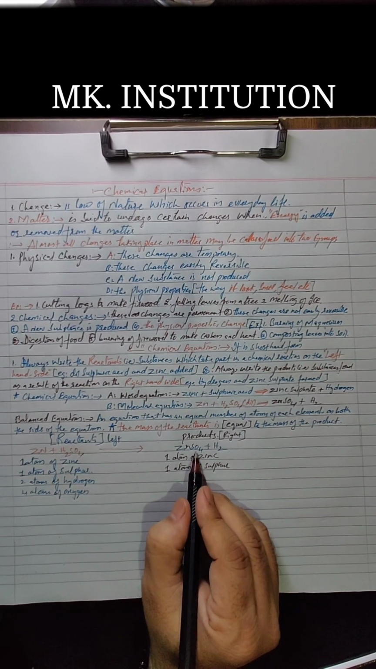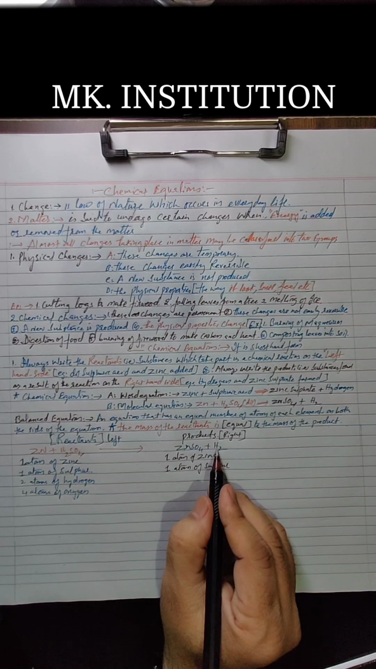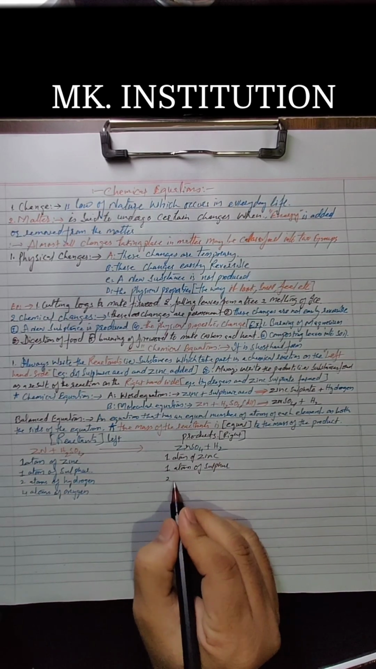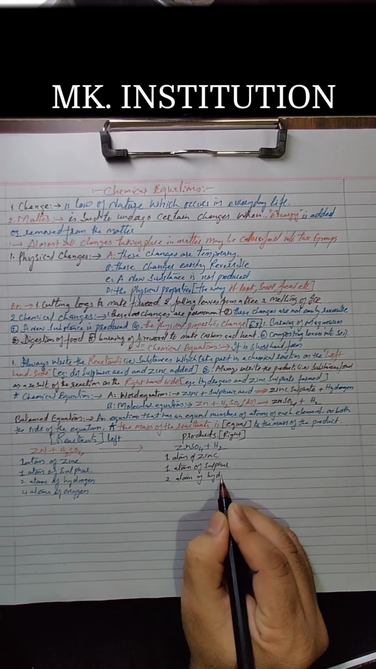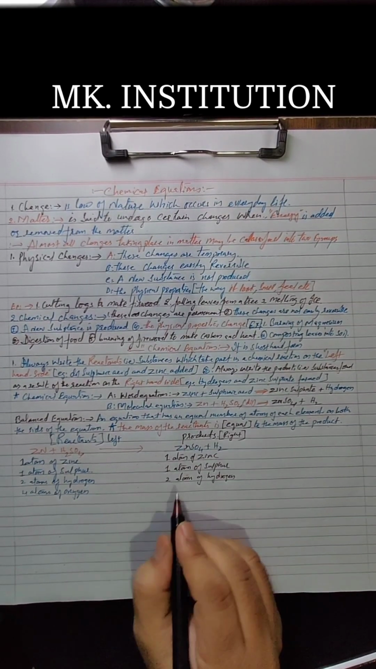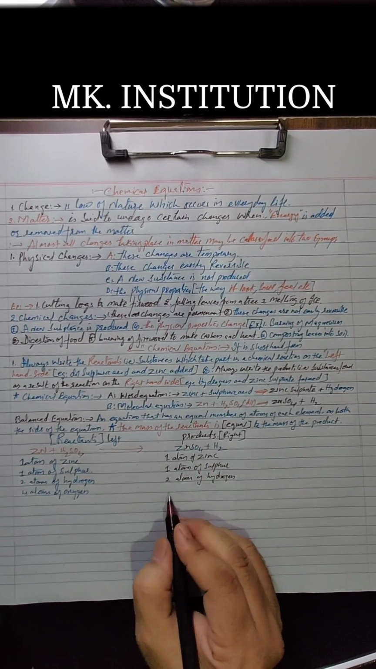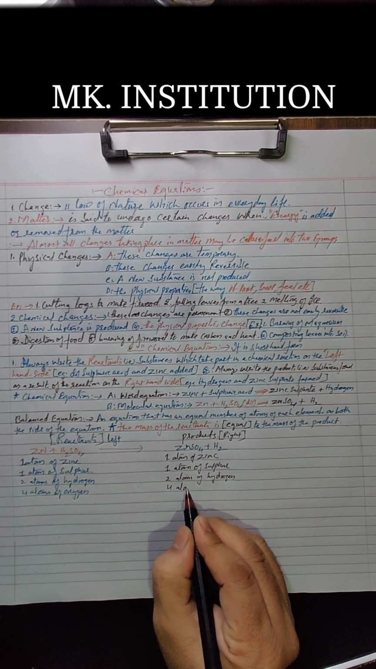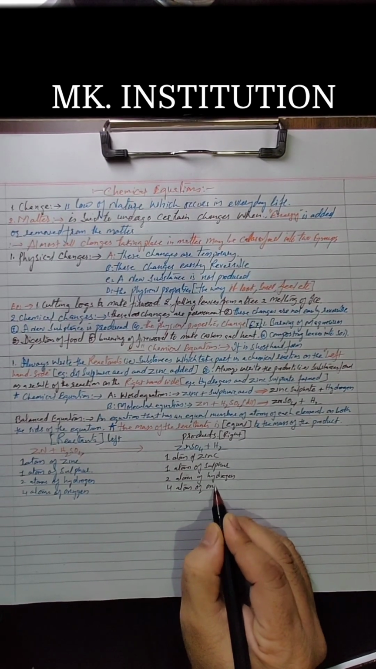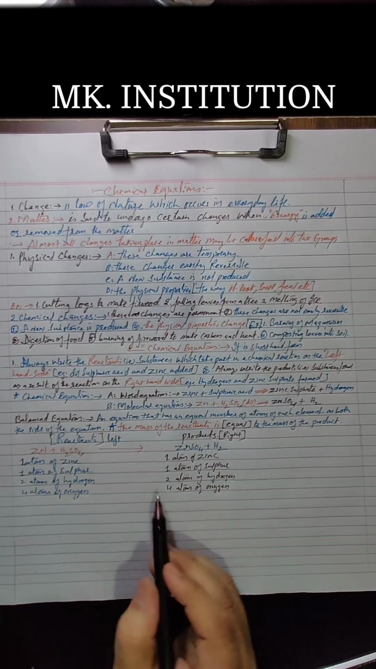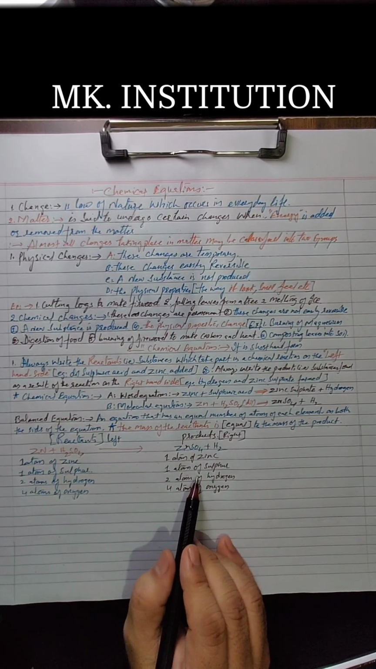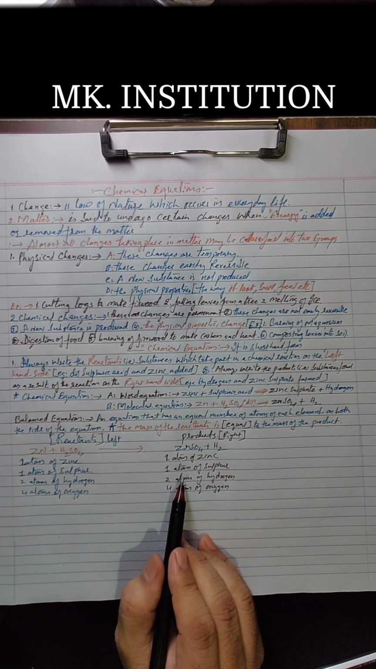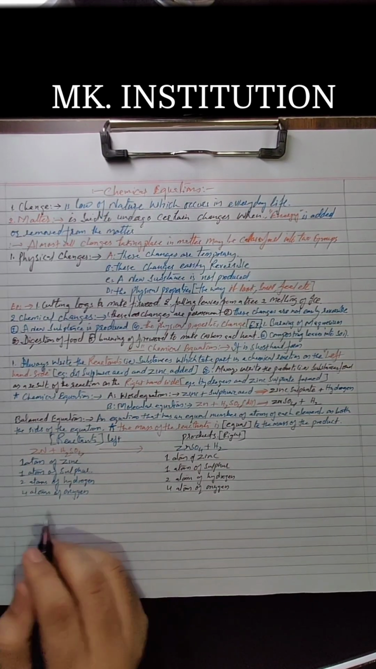Now see the hydrogen here. How many? 2 atoms of hydrogen. And how many oxygen? 4 atoms of oxygen. Now see the quantity of atoms of the elements here and here, both are the same, isn't it? Both are the same. So here you can write.